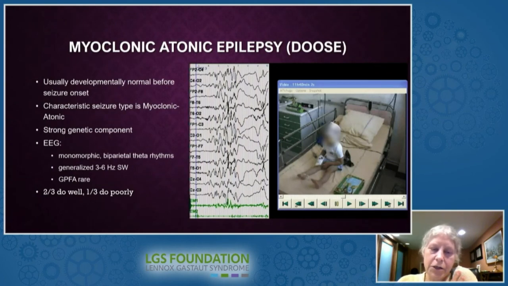The EEG tends to show these monomorphic biparietal theta rhythms as well as generalized spike wave. And you can see generalized paroxysmal fast activity in some cases, but that is much less common and it is usually seen later in the course.